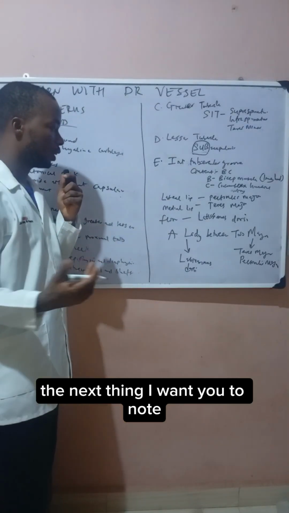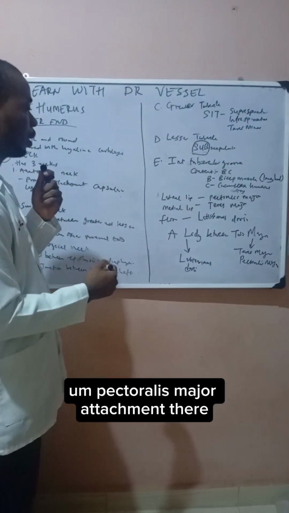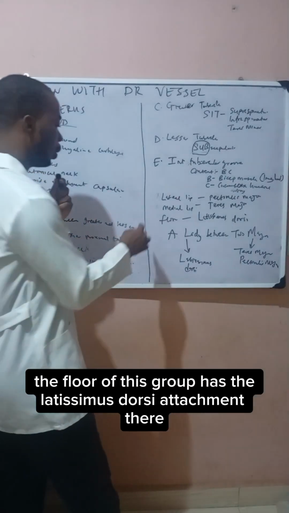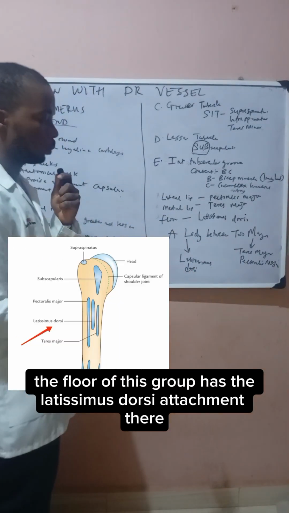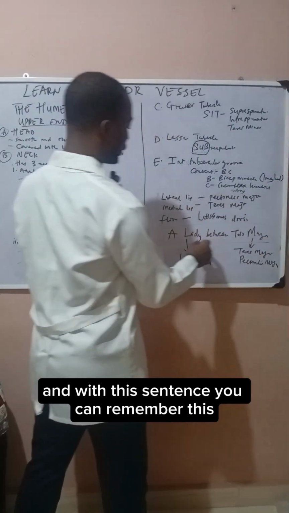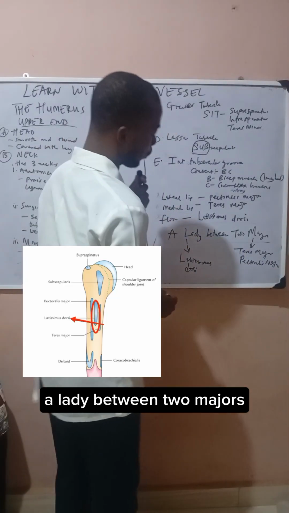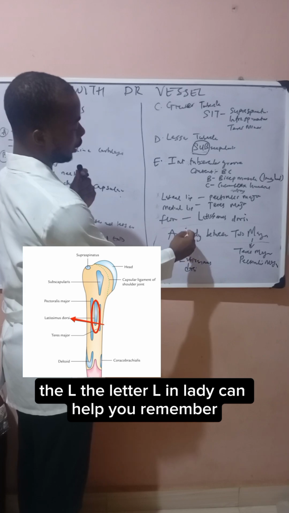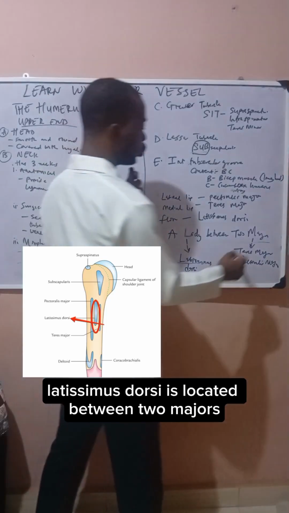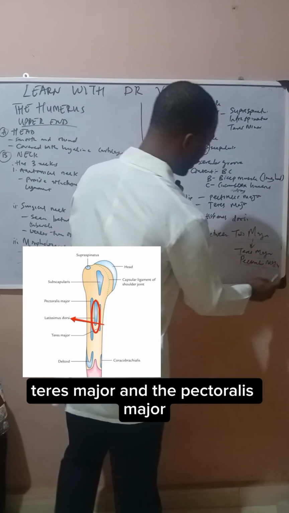The next thing I want you to note is that the lateral lip of this groove has pectoralis major attachment. The medial lip of this groove has the teres major attachment, and the floor of this groove has the latissimus dorsi attachment. With this sentence, you can remember this: a lady is between two majors. The letter L in lady can help you remember the latissimus dorsi is located between two majors, which are the teres major and the pectoralis major.